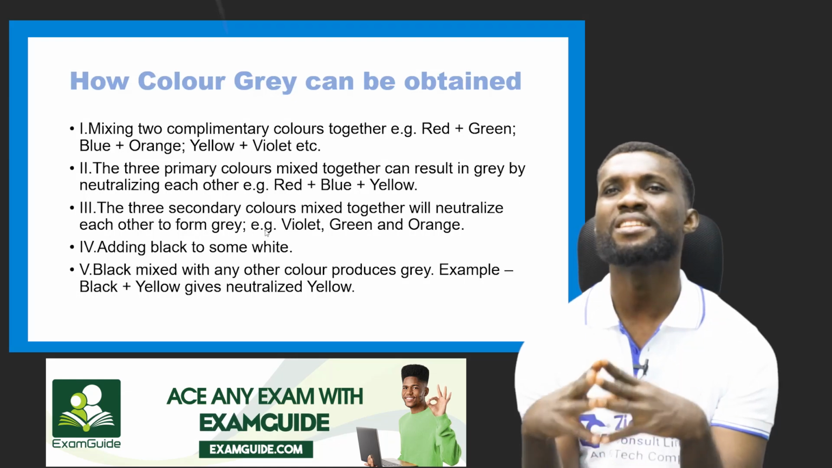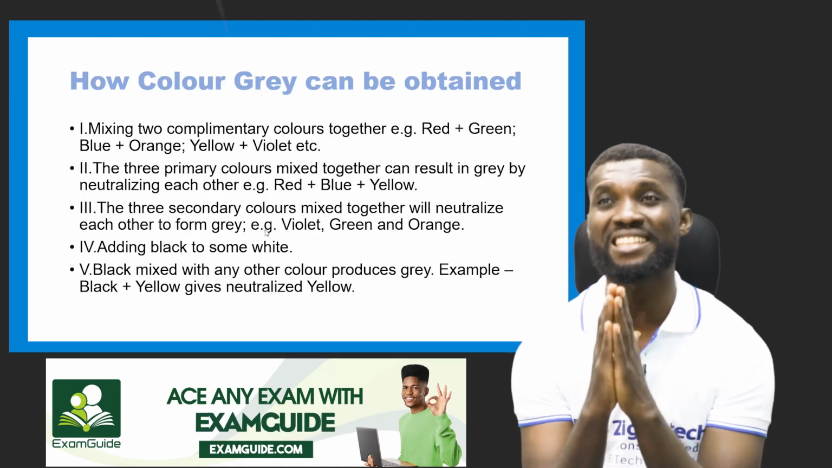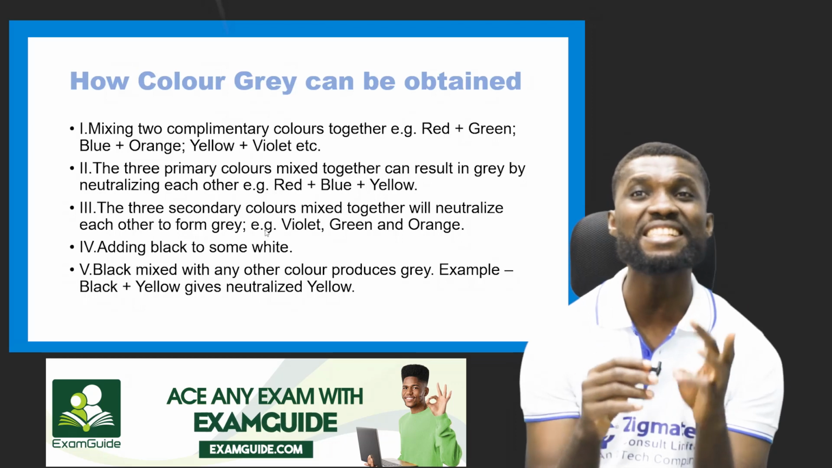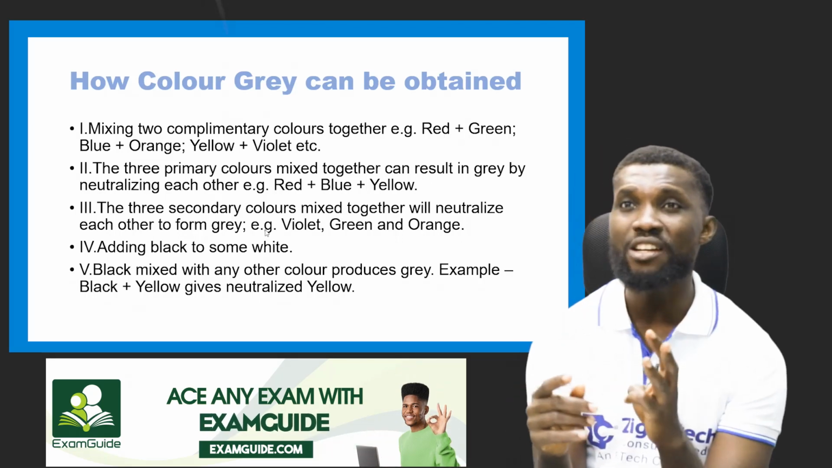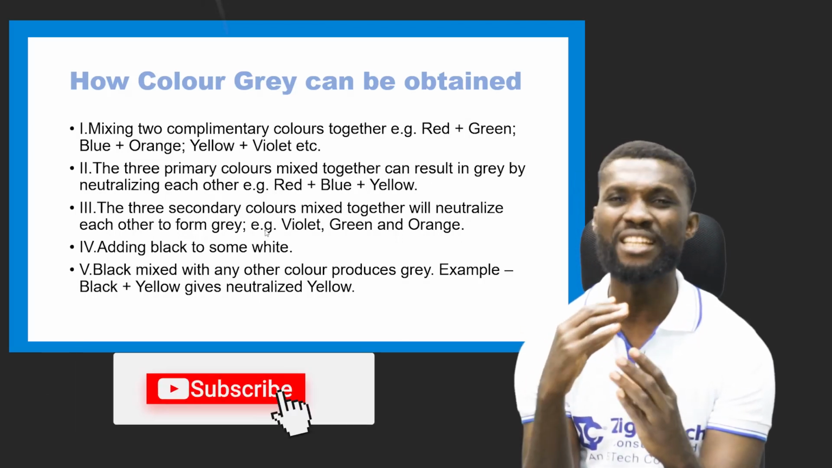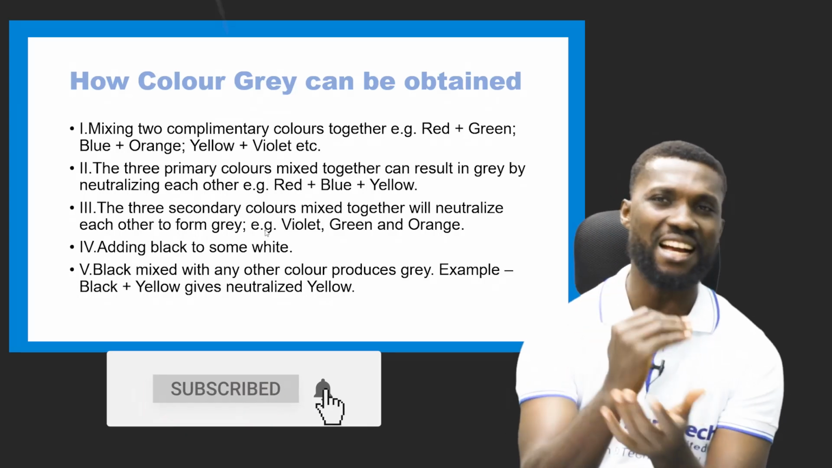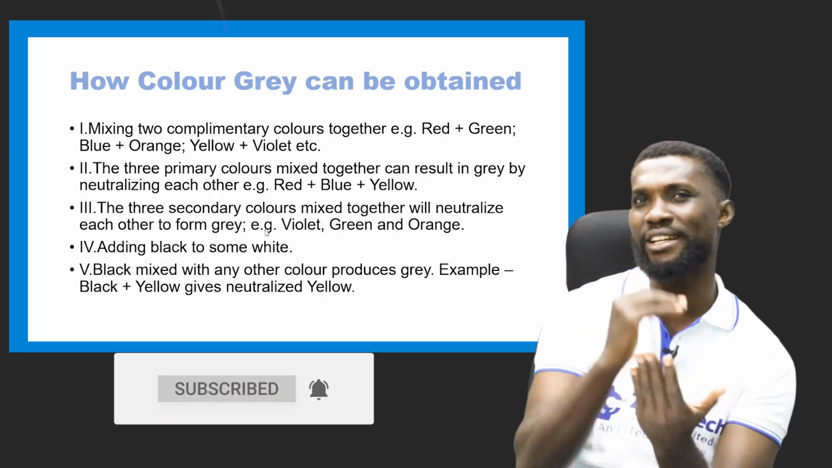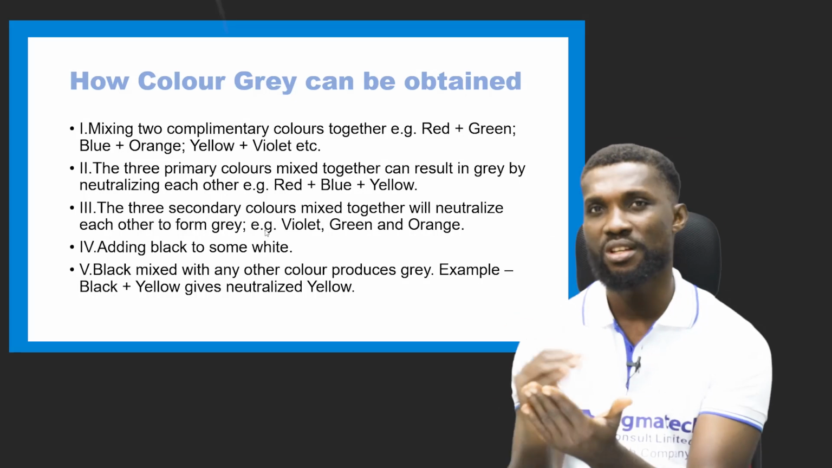Now, the three primary colors mixed together can result in gray by neutralizing each other. For example, if you mix red plus blue plus yellow, it will give you a neutralized grayish, darkish black. It is not really black, but very close to black.